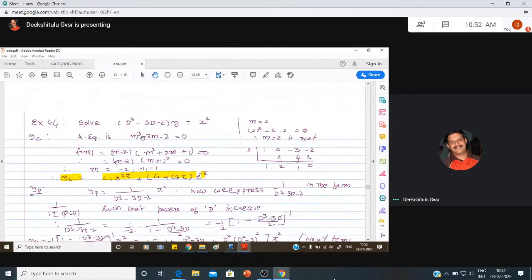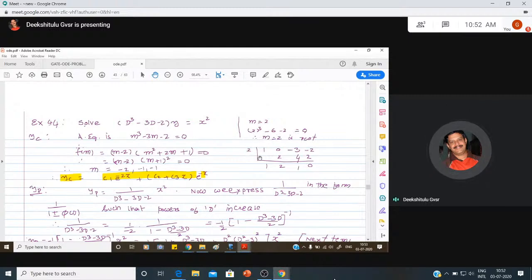So we use this. Solve this: d cube minus 3d minus 2 on y is equal to x square. First, when I said solve, we have to find the complementary function also. So the auxiliary equation becomes m cube minus 3m minus 2 is equal to 0. We have to find the roots to write the complementary function. Clearly, if you check, m is equal to 2 satisfies this equation, because 2 cube is 8, minus 6, that is 2, minus 2 is 0. So m is equal to 2 is a root.